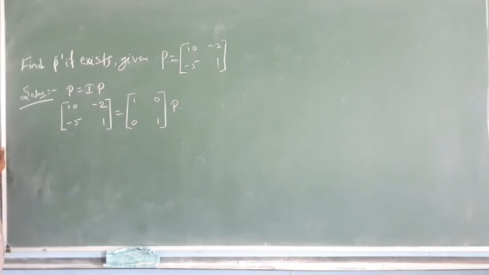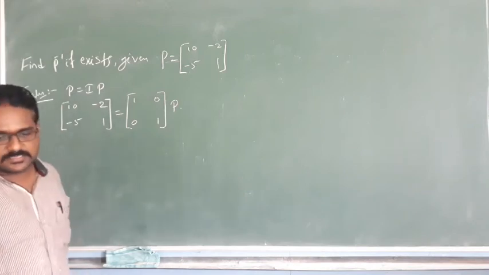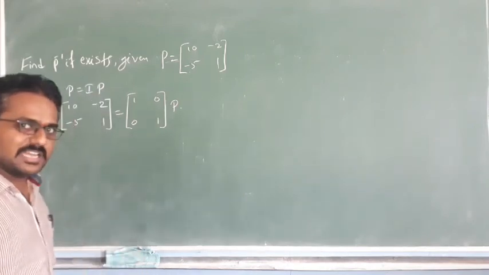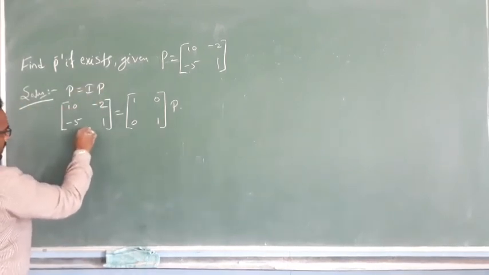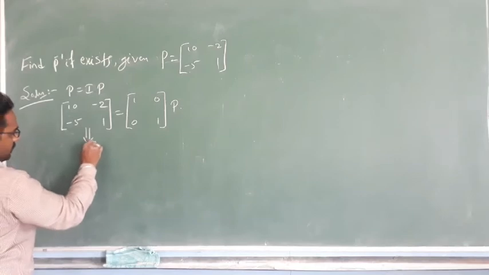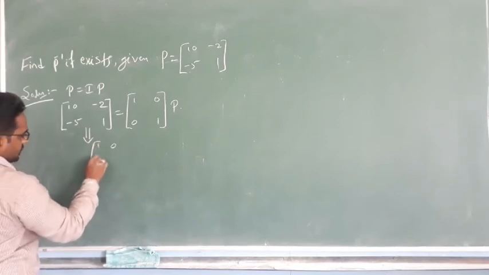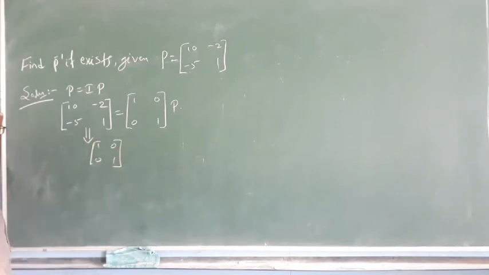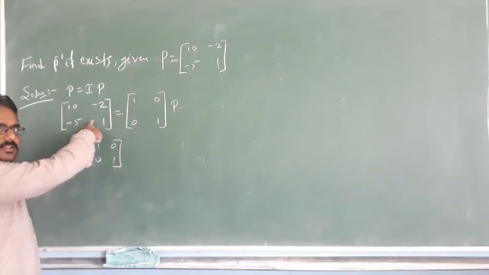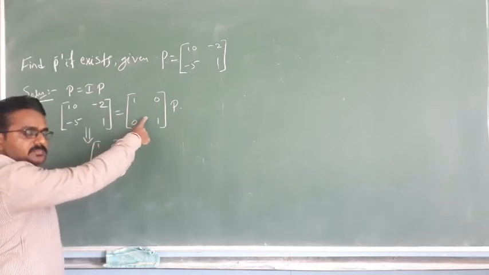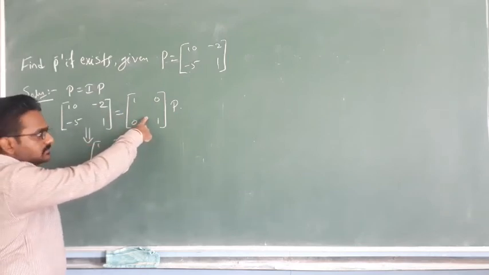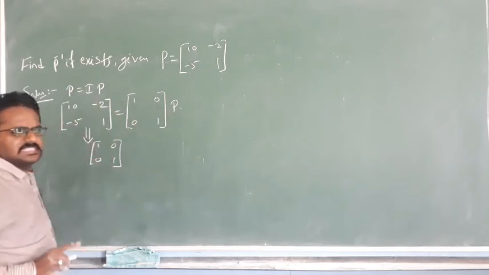What is the thing here, students? You have to convert this matrix in such a way that it becomes the identity matrix. Whatever operations you apply on the LHS part of this matrix, you have to apply on the identity matrix which is present in the RHS, not on the P. So just write the P as it is.